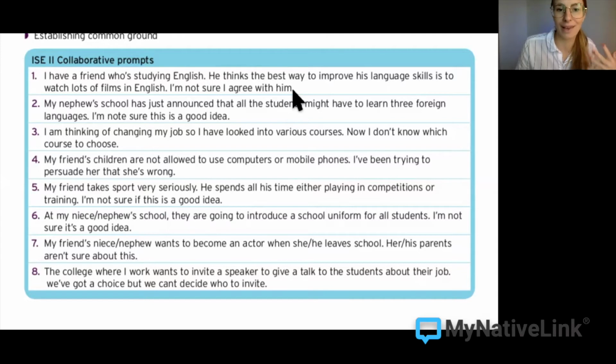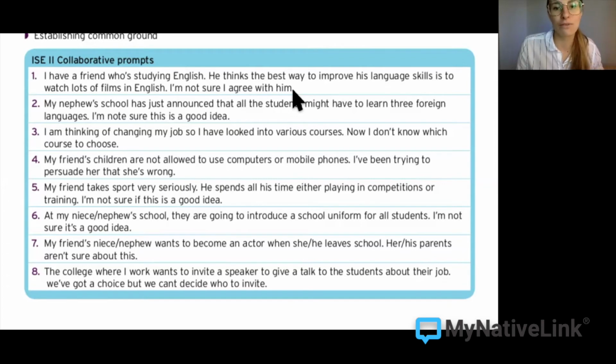So a good move here is always to ask a first question to clarify. If you haven't understood very well, you could just ask, "Why do you think that?" In that case, the examiner is going to explain more about his or her opinion, saying, "Well, I think if you just watch films, you're not going to be able to understand the grammar, or it's better to go to a language school." And you're going to get a better idea of the opinion the examiner has.